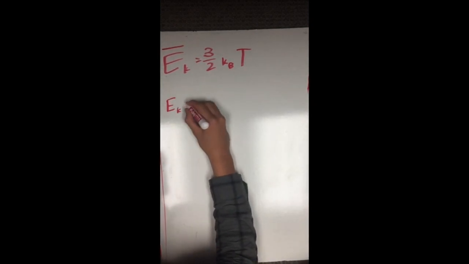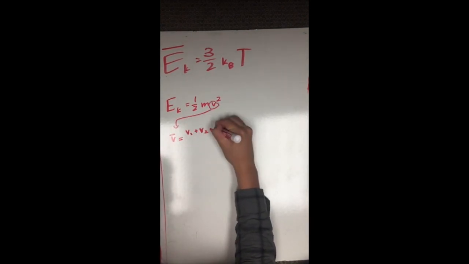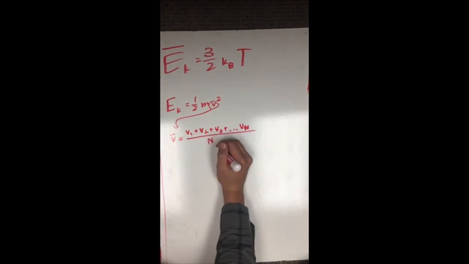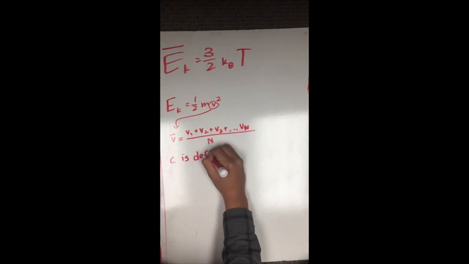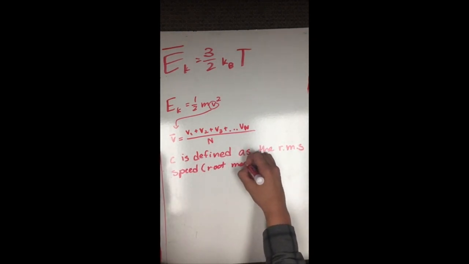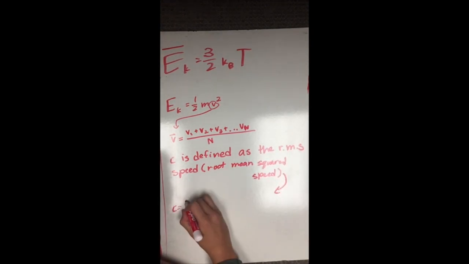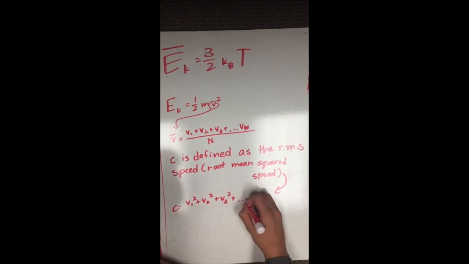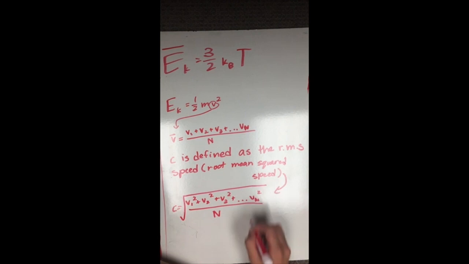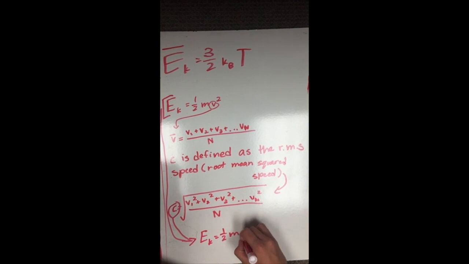So, if we start off with the kinetic energy equation and we take V, to find the average of V, we take all the velocities of the particles and we divide them by the number of particles. We know that C is defined by the RMS speed, which is the root mean squared speed. So, in order to get that from the average velocity of these particles, we say C is equal to the speed of these particles squared over the number of particles, square rooted. So, with all that in mind, we can say that Ek is equal to 1/2 mass times c squared.